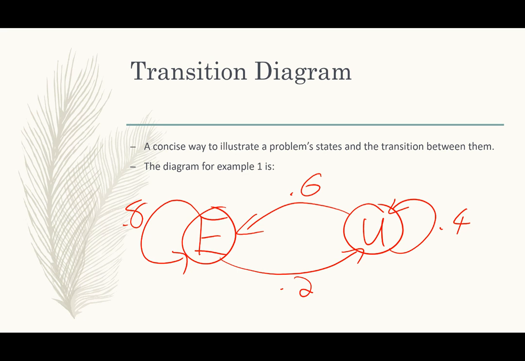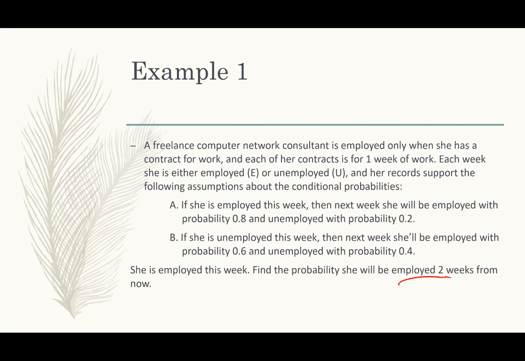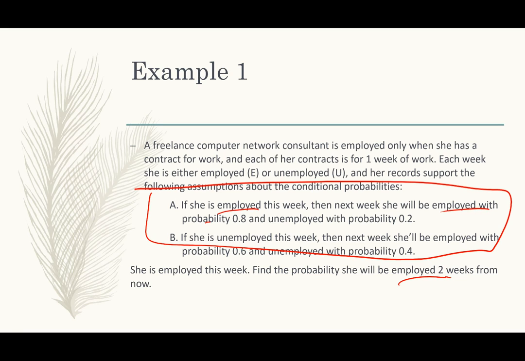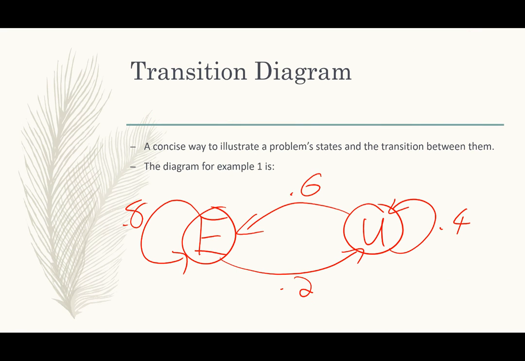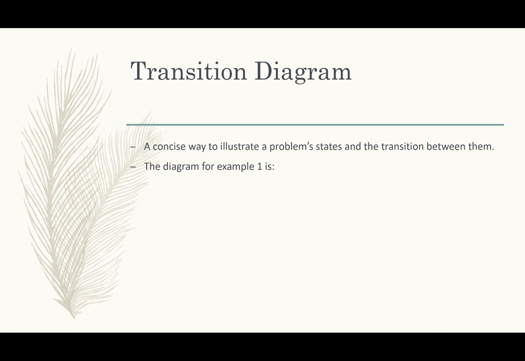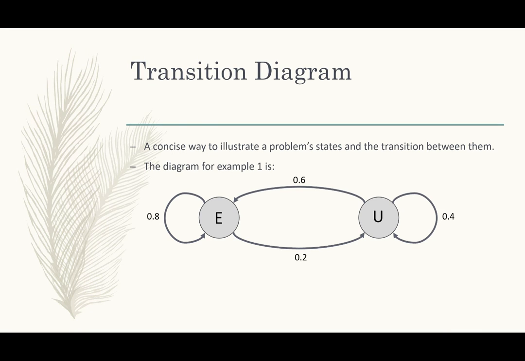If you're wondering where those numbers came from, you can scroll back right here. It's just this information right here. Employed to employed was 0.8, employed to unemployed was 0.2, unemployed to employed was 0.6, and unemployed to unemployed was 0.4. If I have to say employed one more time, it's going to suck. All right, here we go. Let me make a better version of this. That's not what I wanted to do, but it's cool. So there you go. That's a prettier version of what that would be.